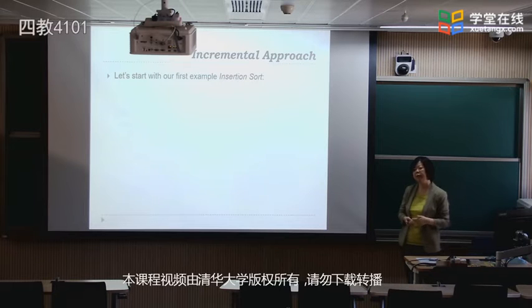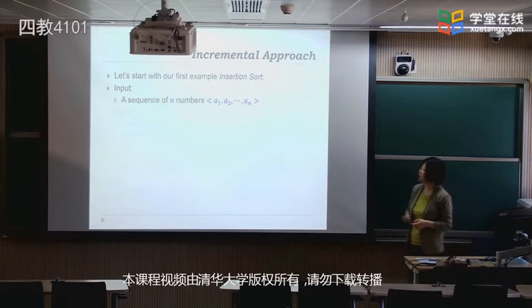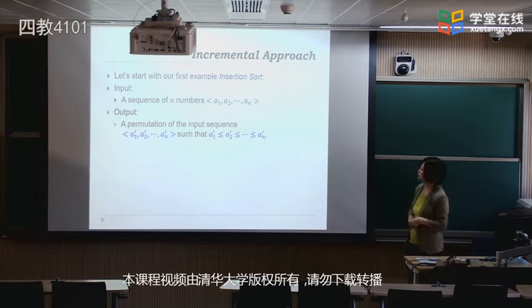As we all know, the problem sorting takes a sequence of n numbers as its input, and its output is a permutation of the input sequence. If we denote the output as a1 prime, a2 prime, and an prime, then we want them either in ascending order or descending order. Let's say ascending order, which means a1 prime should be smaller or equal to a2 prime, and so on. The idea of insertion sort is quite simple.